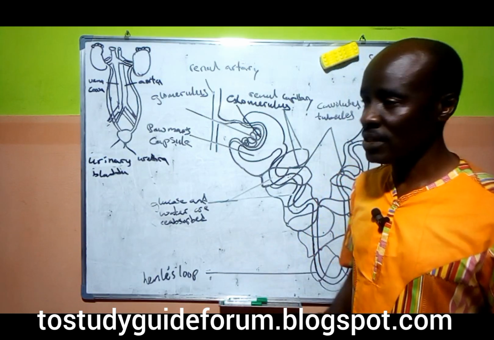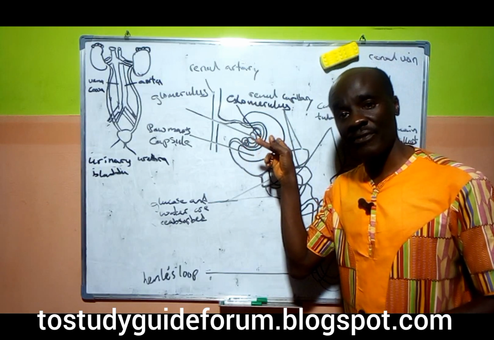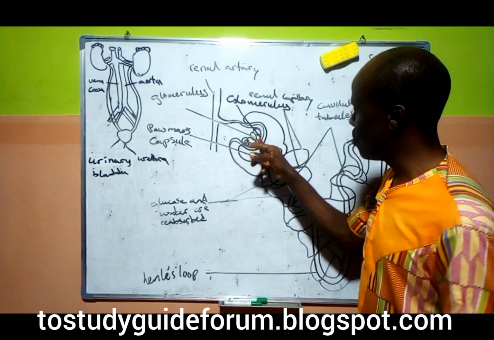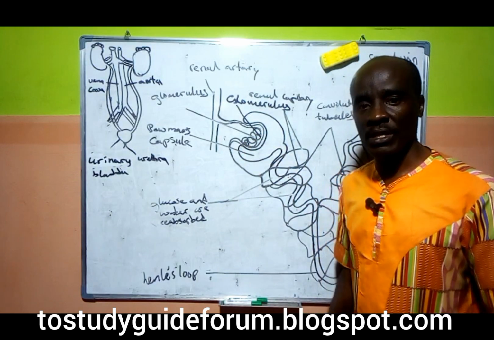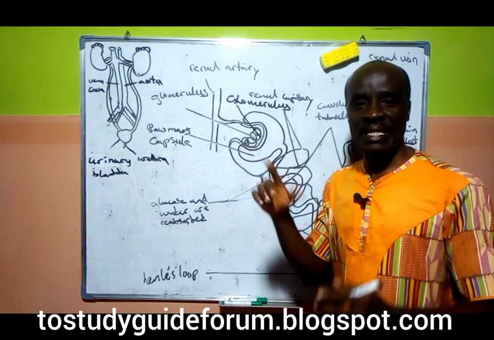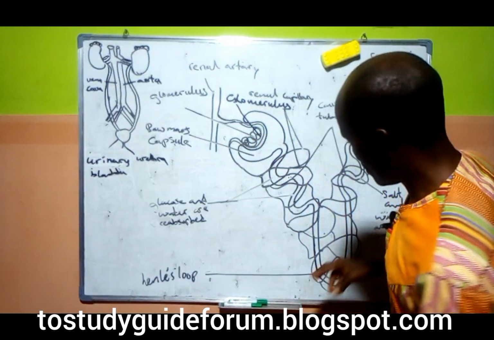Now, I want you to know this very well. The filtrate that we have here is what we call glomerular filtrate, and in the glomerulus is where the filtration takes place. Then it passes down to the what? Bowman's capsule. Bowman's capsule collects it. So from here, it moves down.